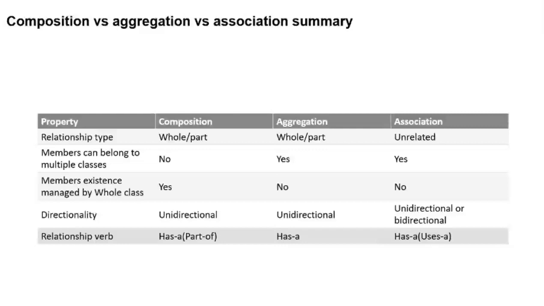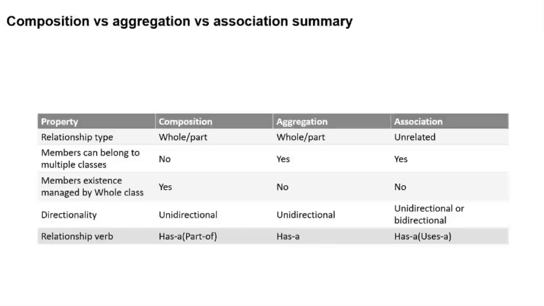The fourth property is directionality. The composition relation is usually unidirectional. A wheel is a part of a car; a car is not a part of a wheel. Similarly, aggregation is also unidirectional. A book can be present in a library, but a library does not exist inside a book. Association, however, can be unidirectional as well as bidirectional. A doctor has a patient and a patient also has a doctor. So it is both unidirectional as well as bidirectional.